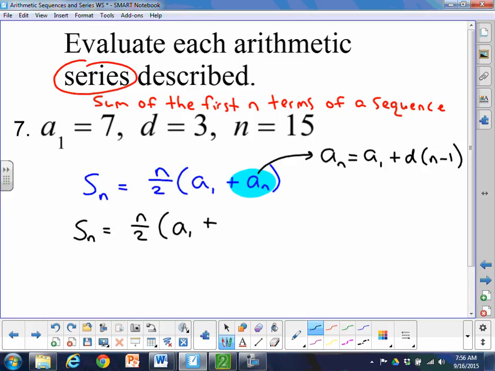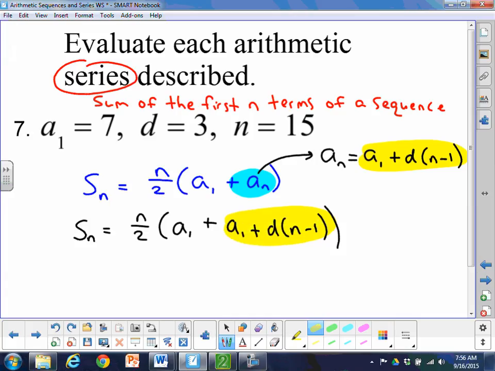Substituting that formula for a sub n, remember, is a1 plus d times n minus 1. Okay, so let me just show what I just substituted, right? This is just right here in place of a sub n, right?